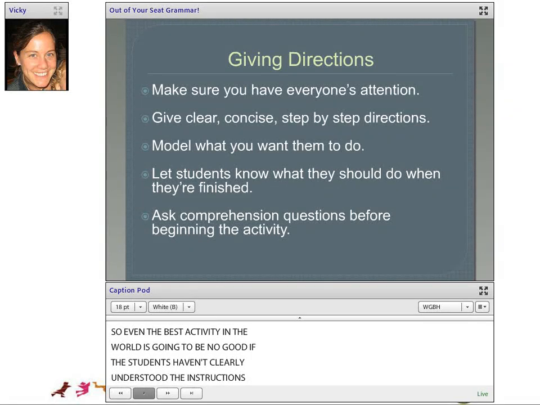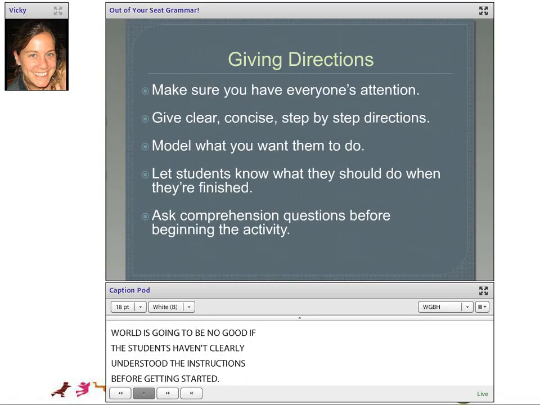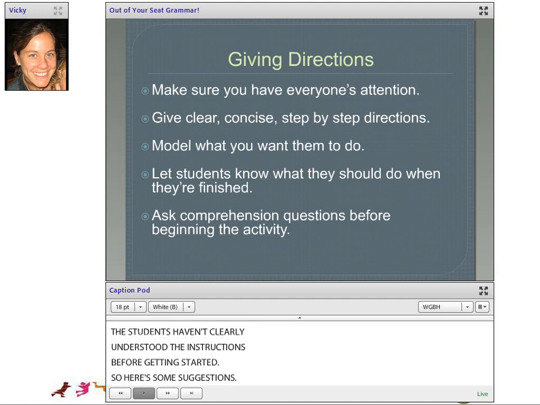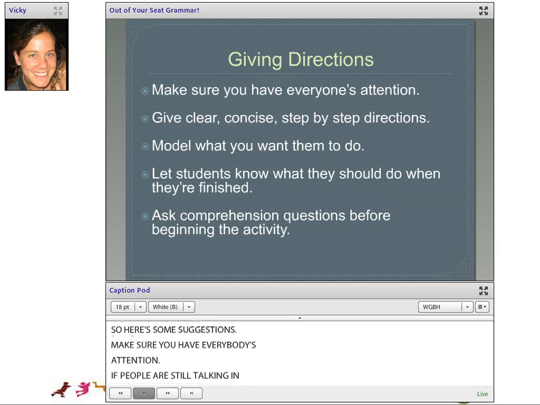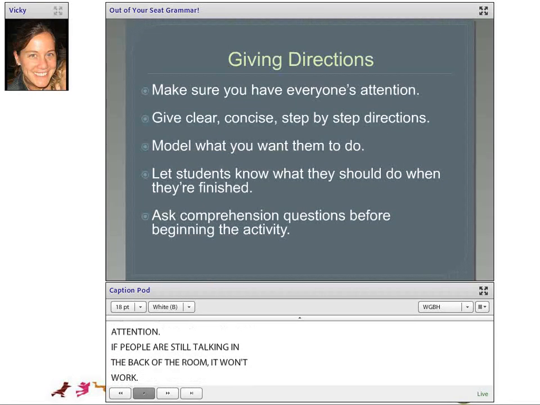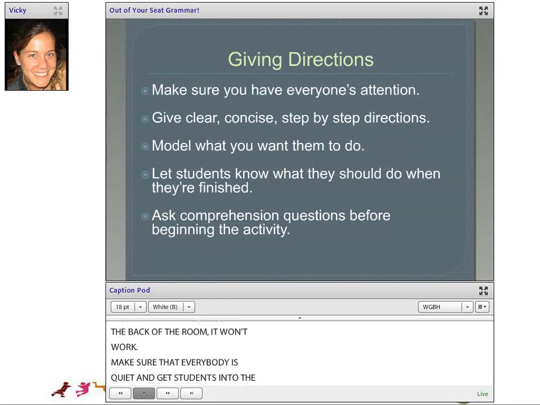Make sure you have everyone's attention. If you start giving the instructions when some of the people are still talking in the back of the room, it's not going to work. So really make sure that everybody's quiet, and get students into the habit of knowing that you're not going to start talking until you have everyone's attention.